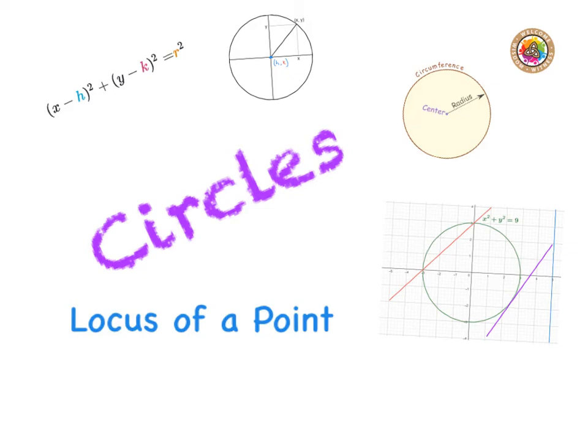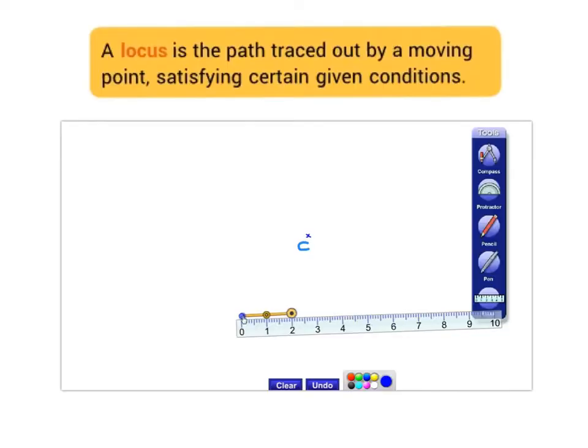Okay, so today on circles we are going to look at the locus of a point. From our definition up here we see that the locus is the path traced out by a moving point. So say for example we have a point A and it is 2 centimeters from point C. Well, as A moves, the path it is going to trace will form a circle, as we can see here.